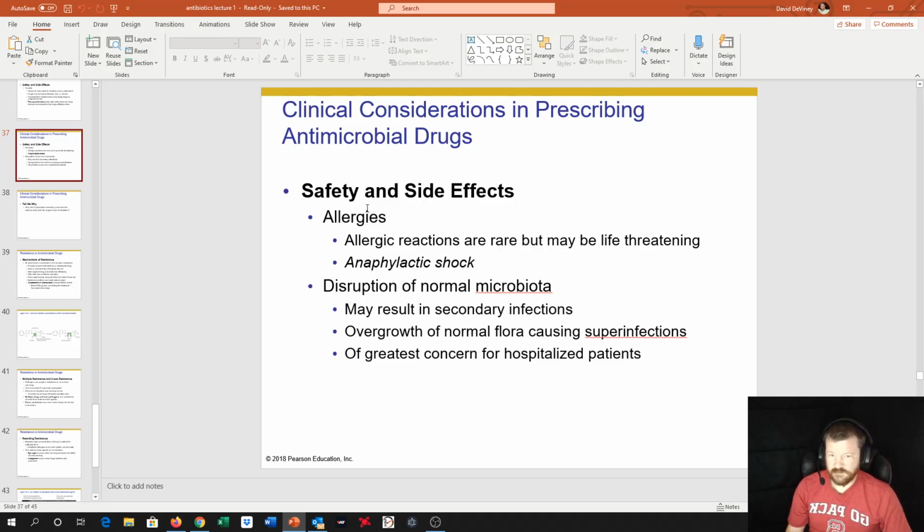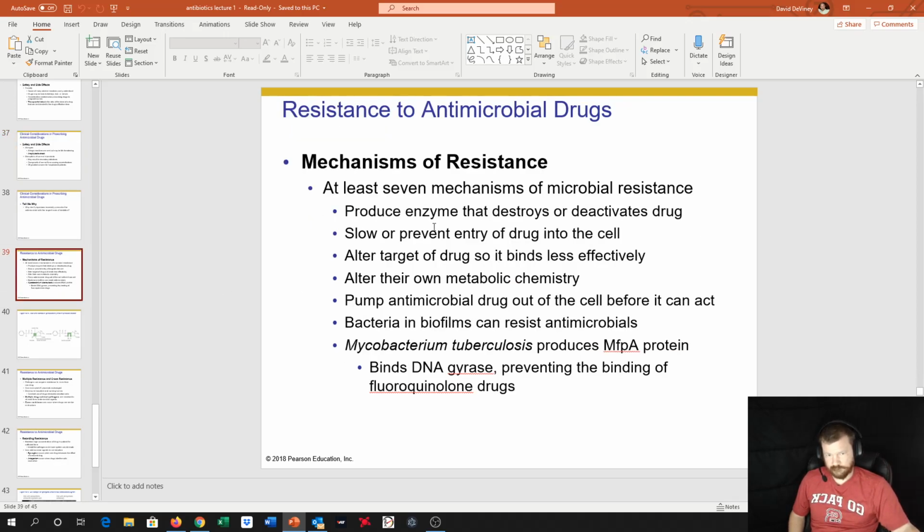Side effects, I talked about some of these already. So allergies, of course, we should be aware of those, certainly to the point of anaphylactic shock. That's a huge problem. And then what does it do to the normal microbiota? That can cause you all sorts of problems if you affect your normal microbes.